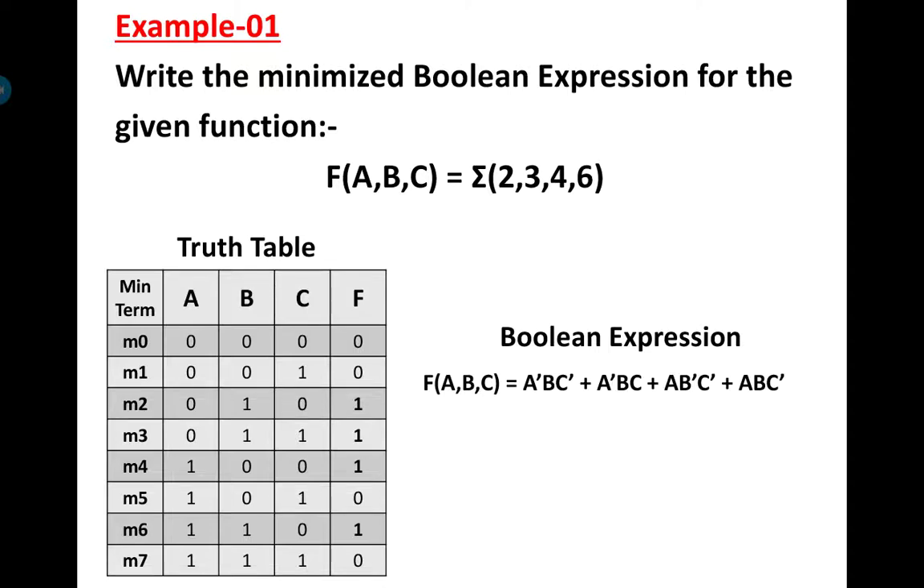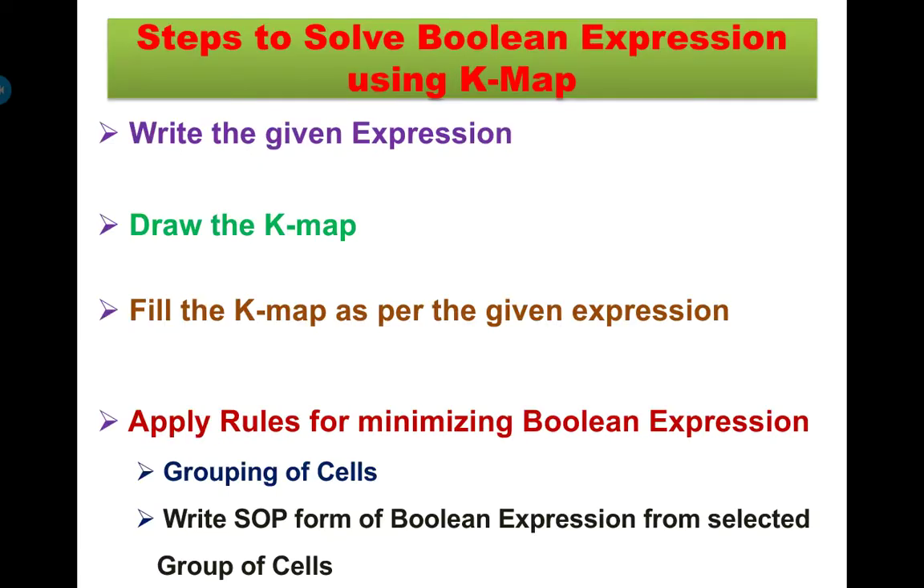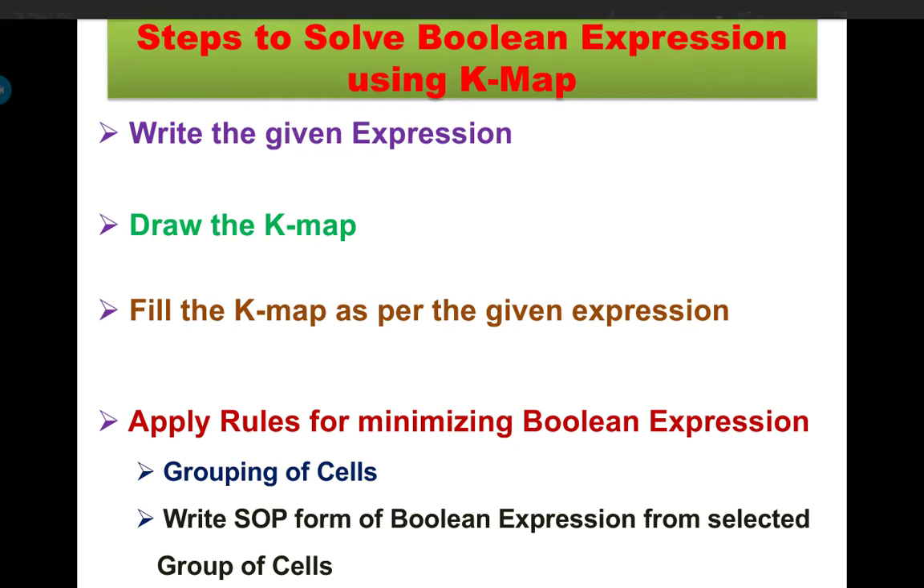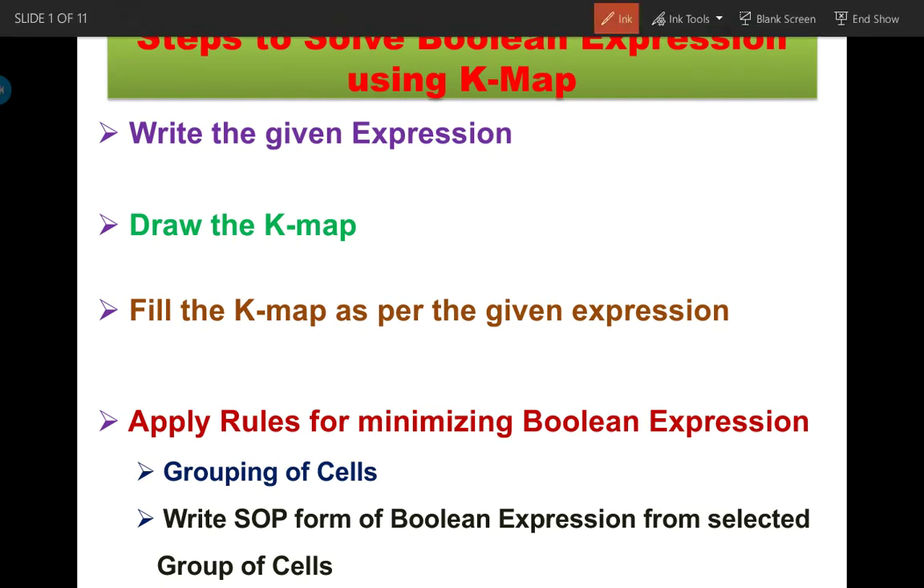Let us consider an example to solve the Boolean expression using K-map. In the last lecture we have seen the different steps of how to solve a Boolean expression using the K-map. So far we have learned how to draw the K-map for the given expression, then how to fill the K-map for the given Boolean expression, then the different rules for grouping the cells, right?